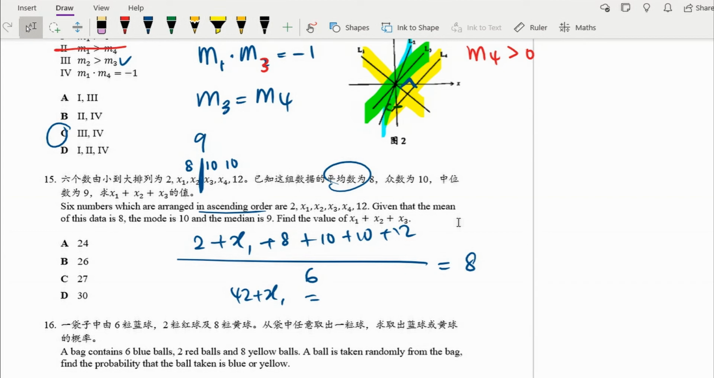Okay, let me see. We have 20, 32, 40, 42. Okay, 6 times 8 is 48. Yeah, correct, 48. So your x1 should be 48 minus 42, which is 6. And now you want to find x1 plus x2 plus x3, which is 6 plus 8 plus 10. Am I right? 6 plus 8 plus 10, which is 24. So the answer is A. Yeah, this is correct. Okay.